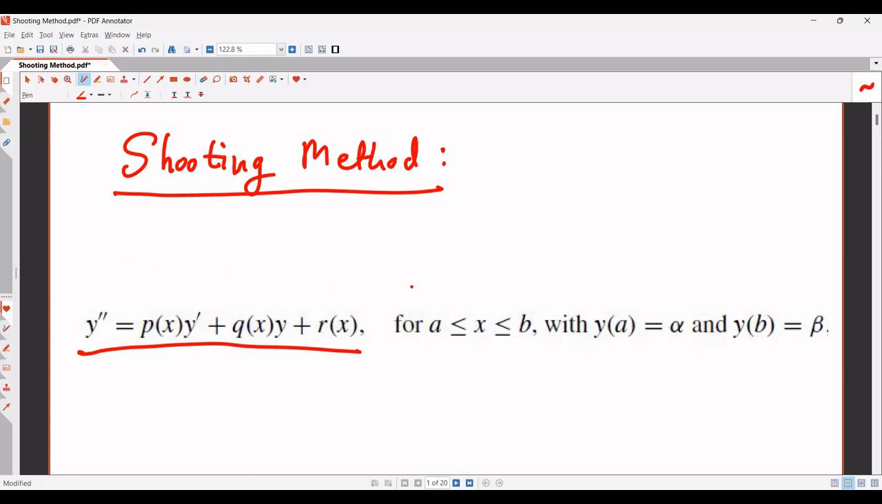The underlying equation is a second order differential equation. And we need to solve the equation numerically in this interval where at the points A and B, the values are given, alpha and beta.